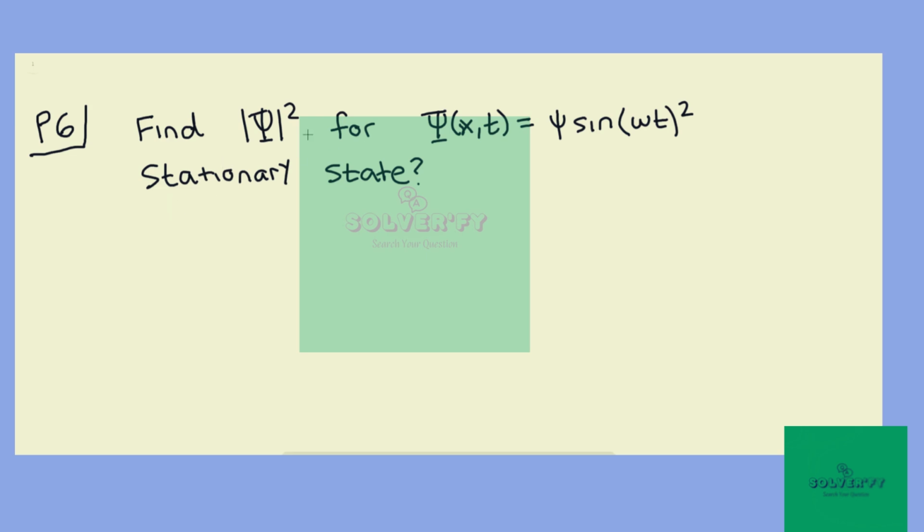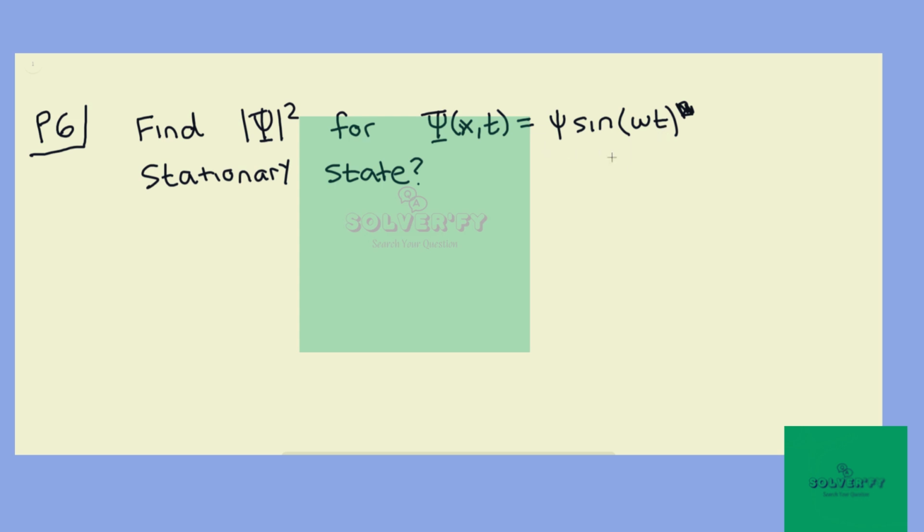Okay, in this problem, we're asked to find the square of the wave function given as some time-independent portion multiplied by a sine function. Oh, and there's no square on this yet. So this is just a sine function varying in time.